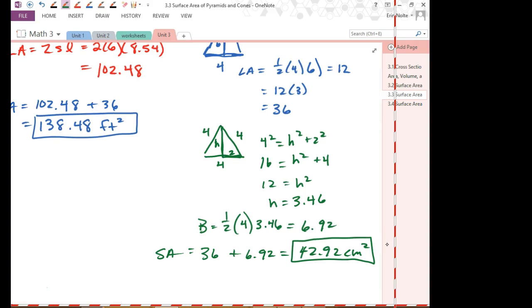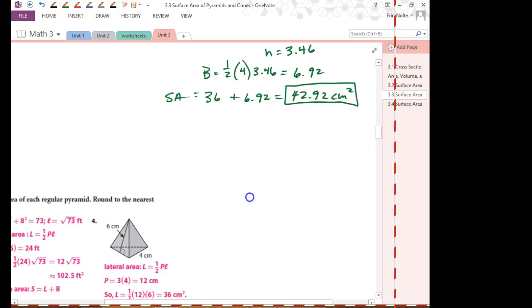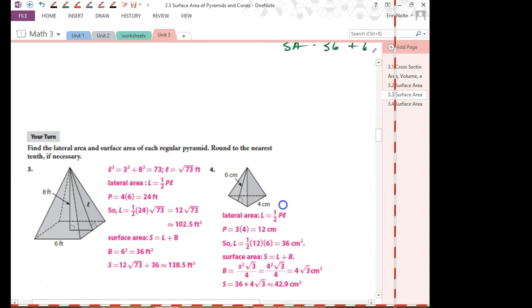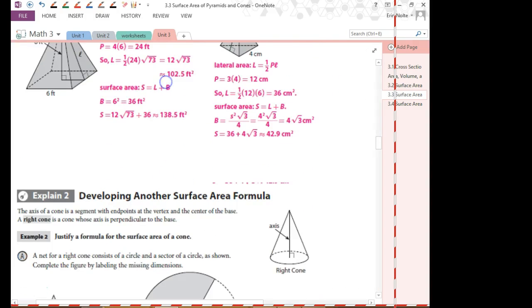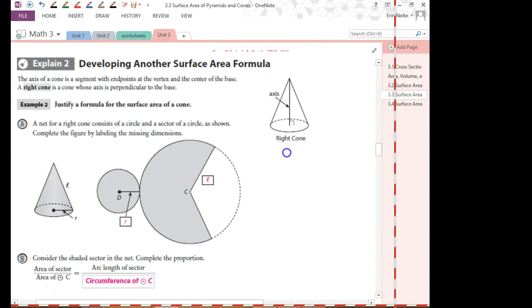So how was that one? That one was a little bit more confusing because you had to find a missing piece. Not too bad. Everybody good? All right, so let's see if we got the right answers. 42.9. Good. Okay, so those were pyramids.